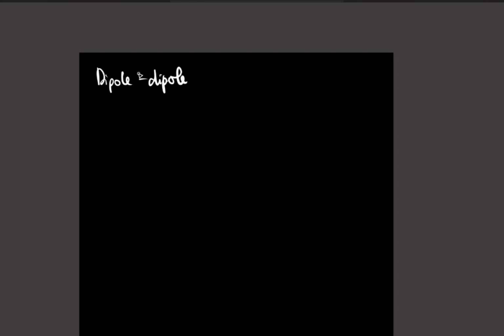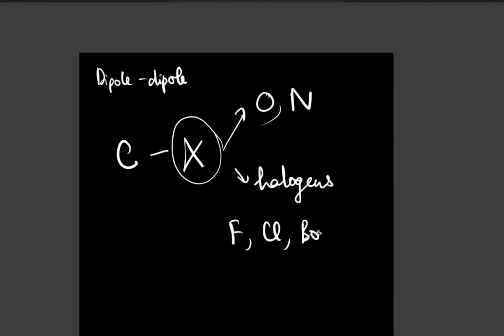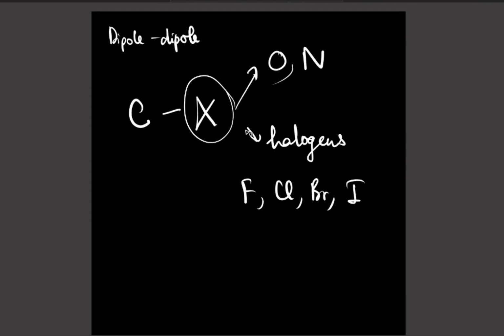So this is how to recognize them. Look for bonds between carbon and an electronegative atom, such as, for the X here, that can be oxygen, that can be nitrogen, and that can be halogens, such as fluorine, chlorine, bromine, and iodine, right? This is a telltale sign.